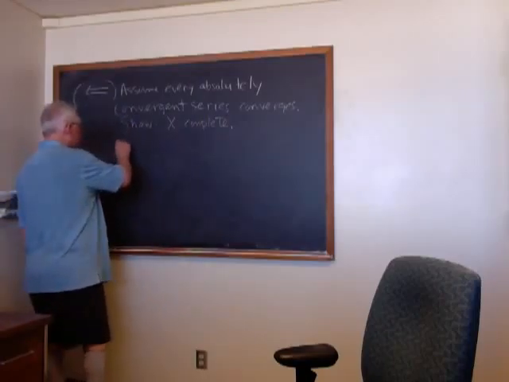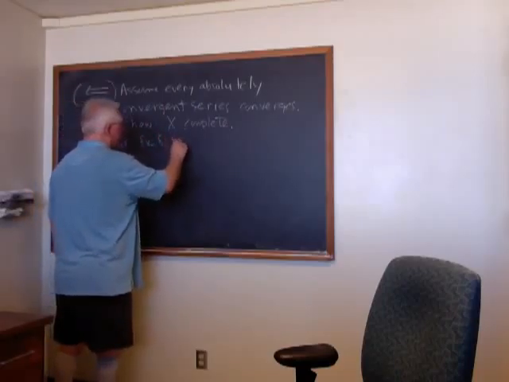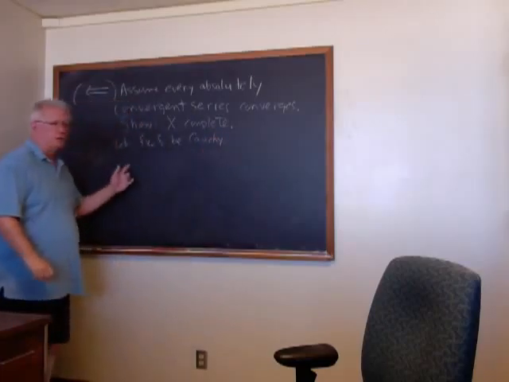So let {x_n} be a Cauchy sequence. I have to show that it converges.